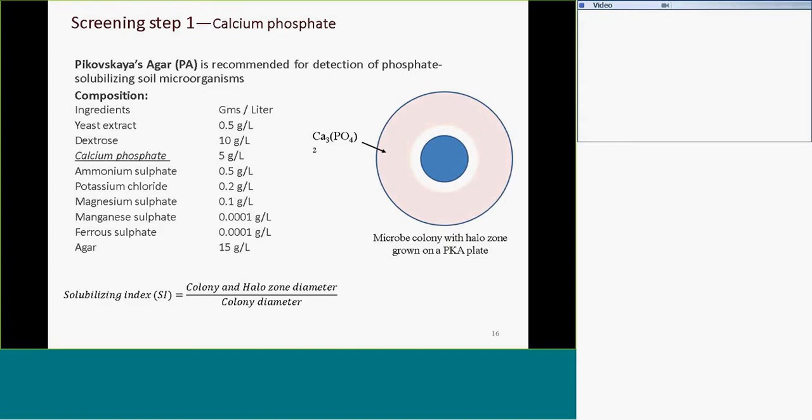First circle, second circle, transparent. You can measure the diameter of both, and then you can define the index. That's called the solubilizing index, SI.